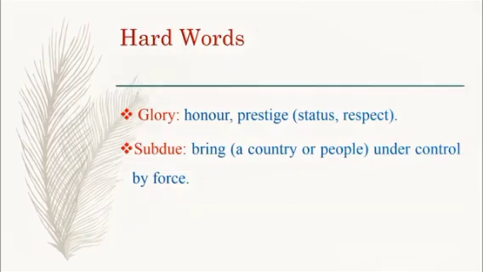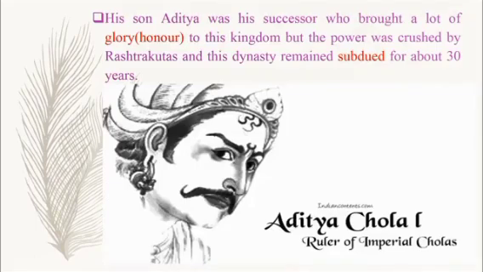Now let's see some hard words. Glory, subdue. Glory means honor or prestige. Prestige means status or respect. Subdue means bring a country or people under control by force. His son Aditya was his successor, who brought a lot of glory.